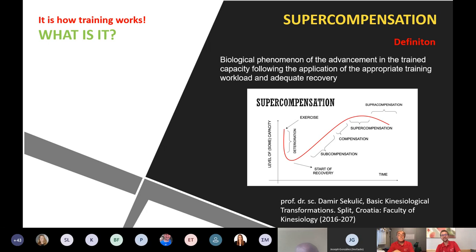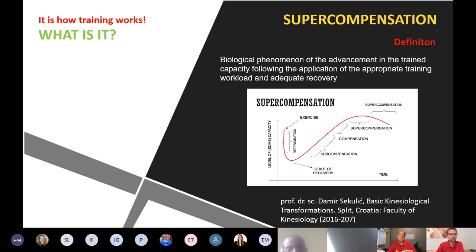And in essence, it is how training works. Here you can see in the picture, when you are doing the exercise, a deterioration occurs, and of course the level of capacity drops. Then you start the recovery. Slowly but surely, the subcompensation occurs, then the compensation occurs. And before doing the next practice, the supercompensation occurs. Bear in mind that this is one of the most important models in the sport fitness sector. And this leads us to the next one.